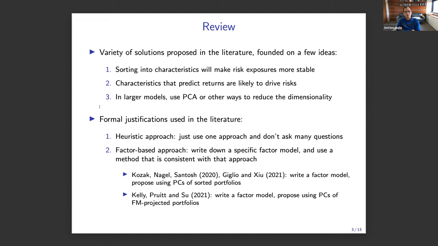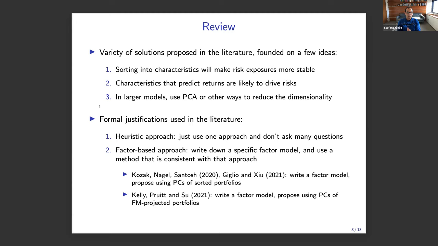Okay, so these are the ideas that the literature has produced. In practice, there have been different degrees of formal justification for using all these methods. For a long time, we've been using what you can call heuristic approaches, which is just saying, I'm going to use this approach, I'm going to do these nonlinear sorts based on this particular procedure, without really asking under exactly what situation that's justified. I think more recently there's been more of a push toward writing down an actual statistical model, and basically saying my procedure is justified using that model.